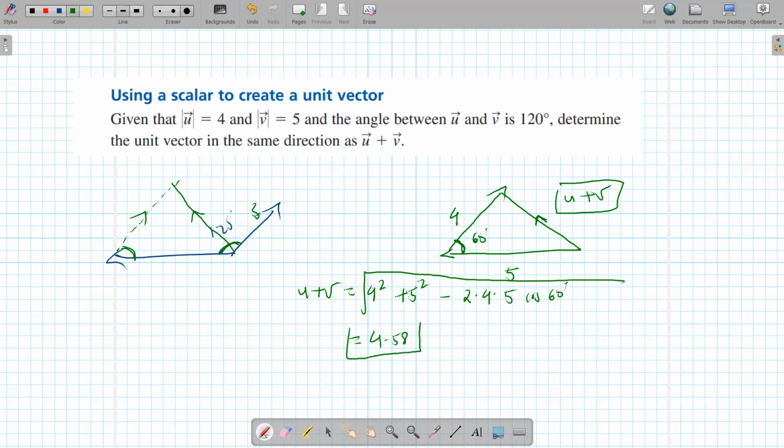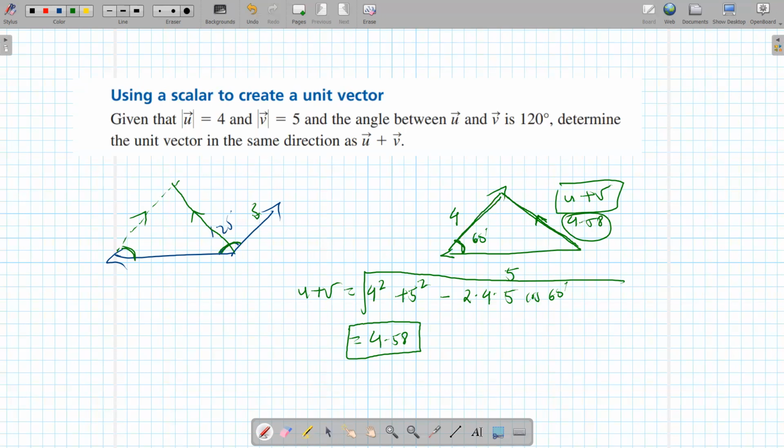Is this a unit vector? No, because it's not 1, yeah? Not sure what this question wants. Determine the unit vector. So this is the direction. No, that's not the direction. This is the direction. We found it. This was 4.58.